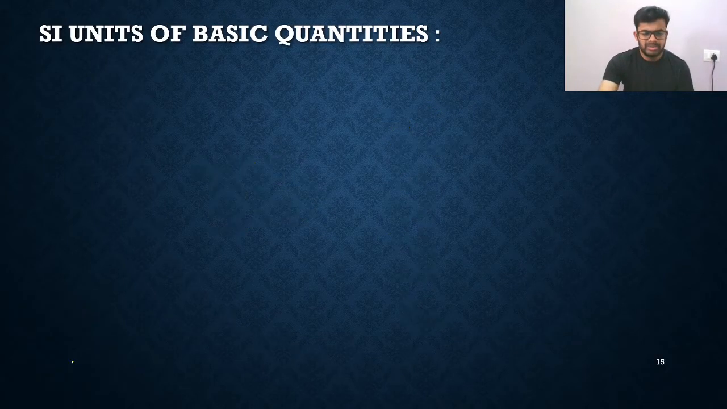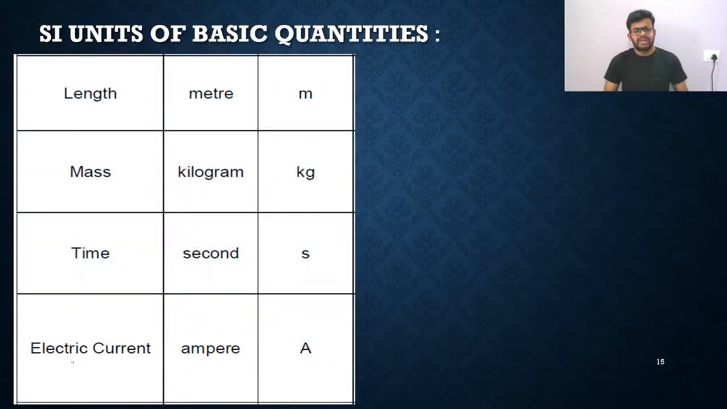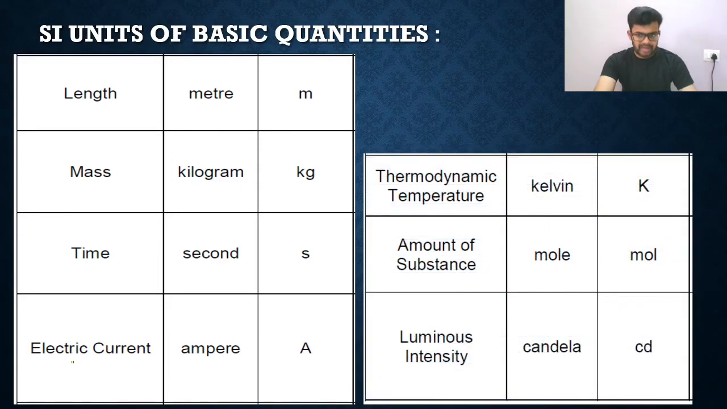So remember the symbols and units. Always, the unit should be written in small letters if you are writing the complete name. And if you are writing just symbols, it can be capital or small. For electric current, it is capital A, right? Yeah, so these are the things you need to remember. I hope you are getting it.